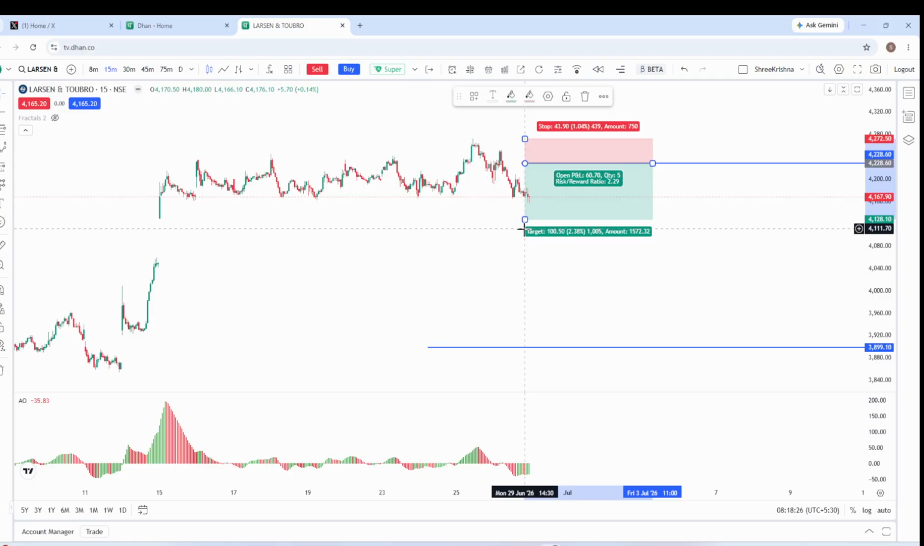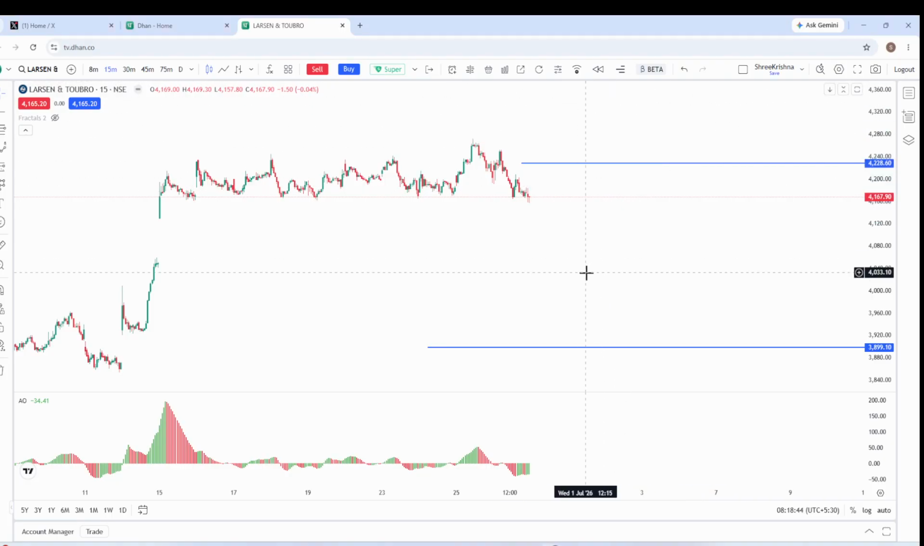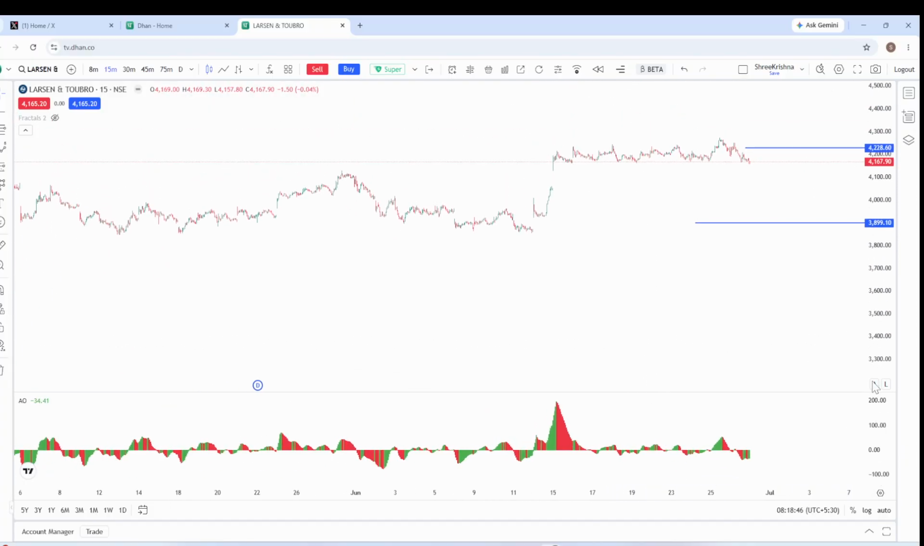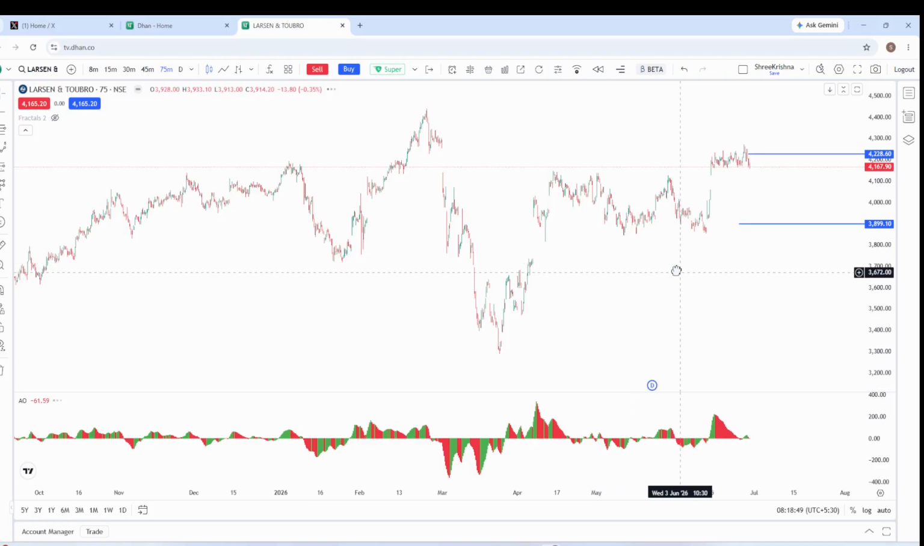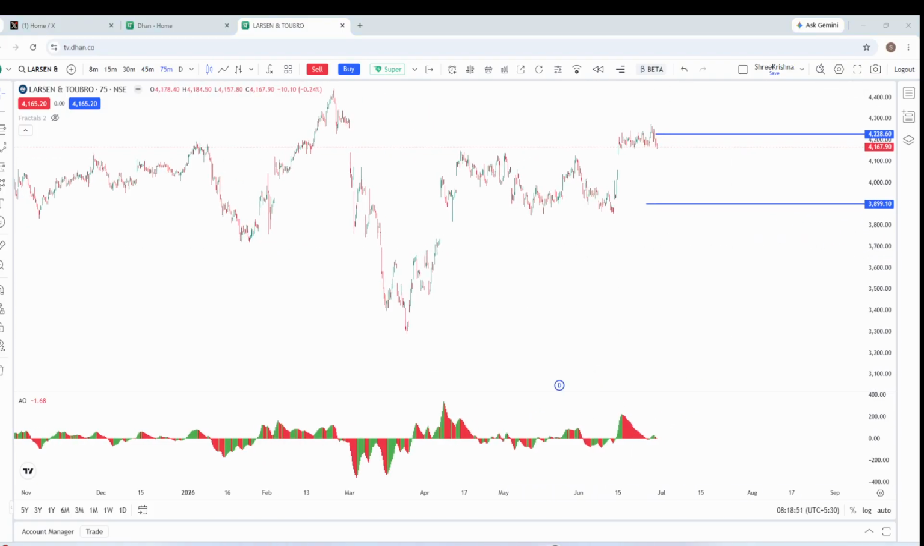What happens if it gaps down? Let's consider it gapped down today and went up here. Still we are going to sell it here, with a stop on a close above, and we are going to get this entire drop. When I am planning any trade, I am planning for the larger outlook. The larger outlook is, when I come to 75 minute, I want to see this impulse and the same impulse over here.